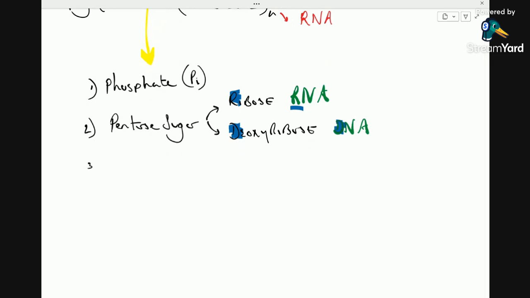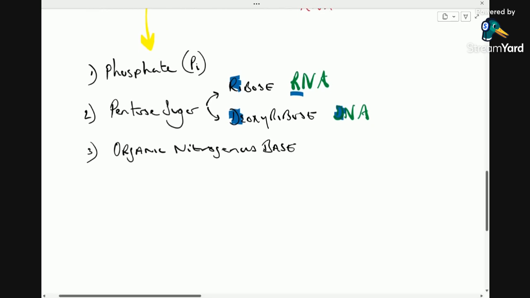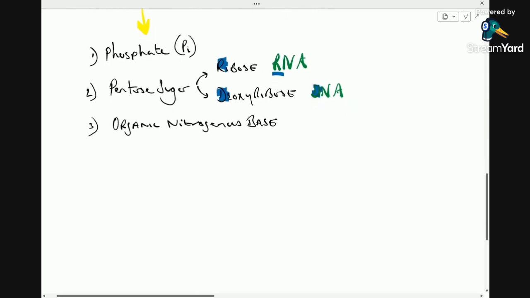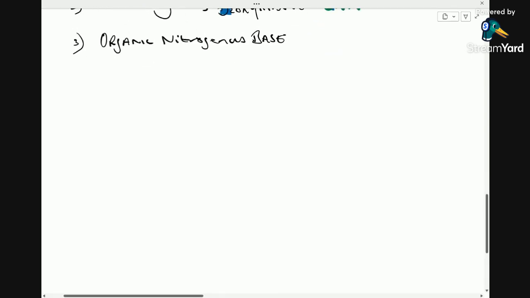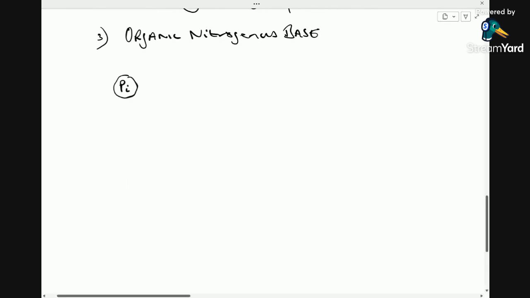The final thing is an organic nitrogenous base. We've got different flavors of those as well, which I'll talk about in a minute. These three things come together to form a nucleotide. So let's draw them out. Number one is the phosphate group. Typically we represent it as Pi, so I might do that in future, but in terms of what it actually looks like, I'm going to draw it down here.